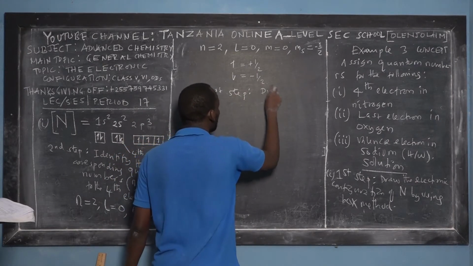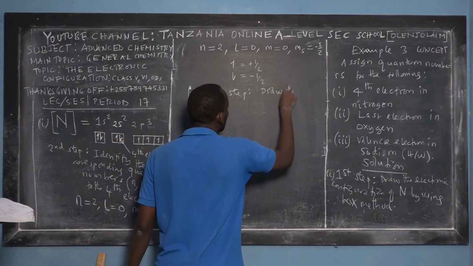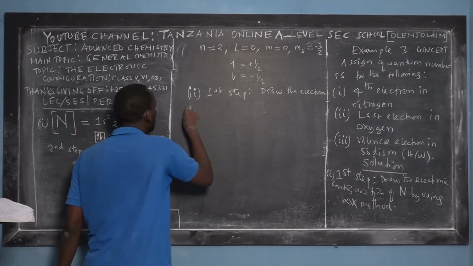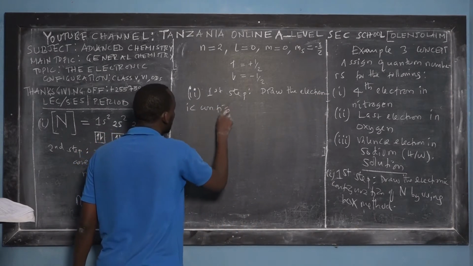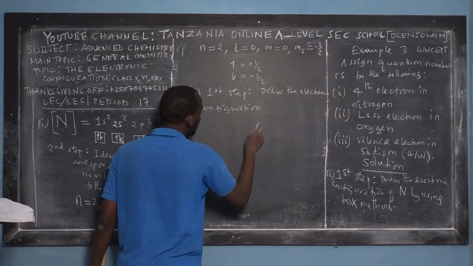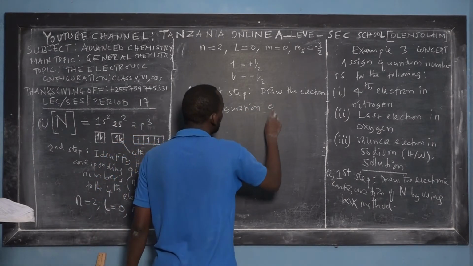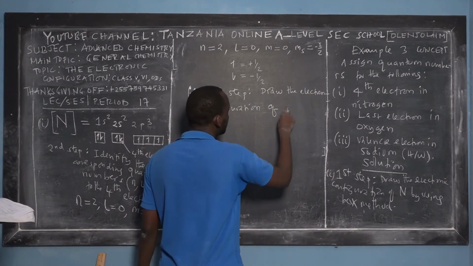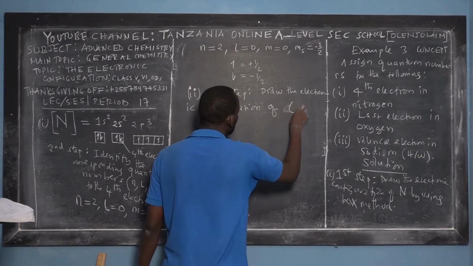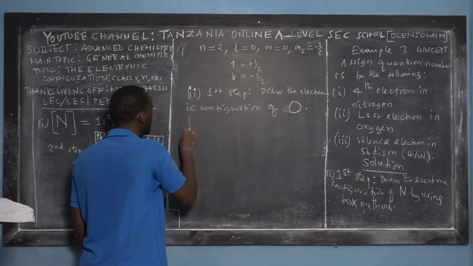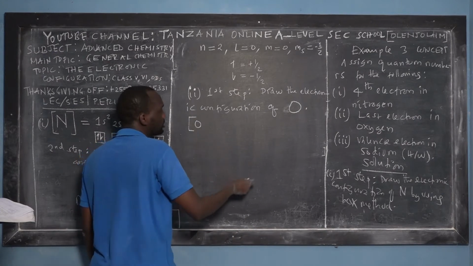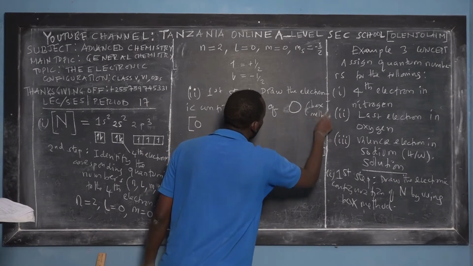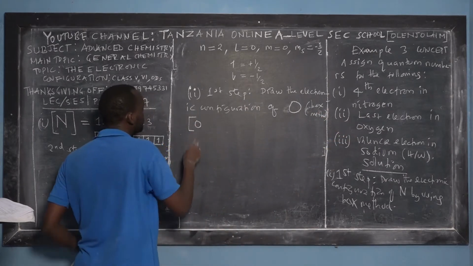Draw the electronic configuration of oxygen. Good. So the electron configuration by using the box method, because it's the one that will show the last electron in the oxygen.